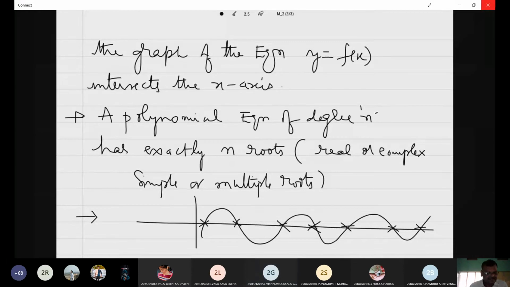If it is a transcendental equation, it may have one root or an infinite number of roots. Sometimes it may not have a root also. Remember, this point is very, very important.